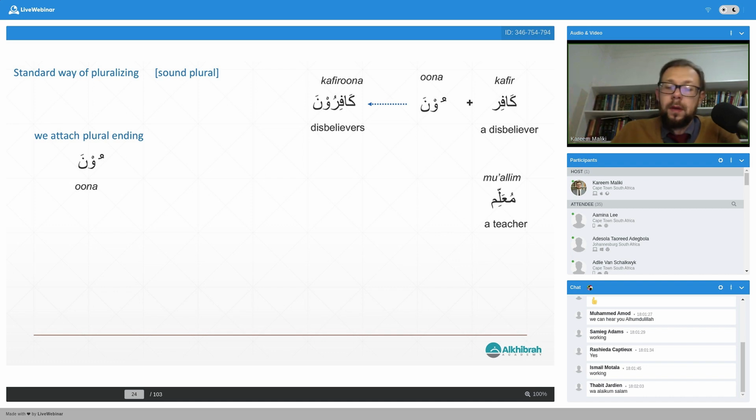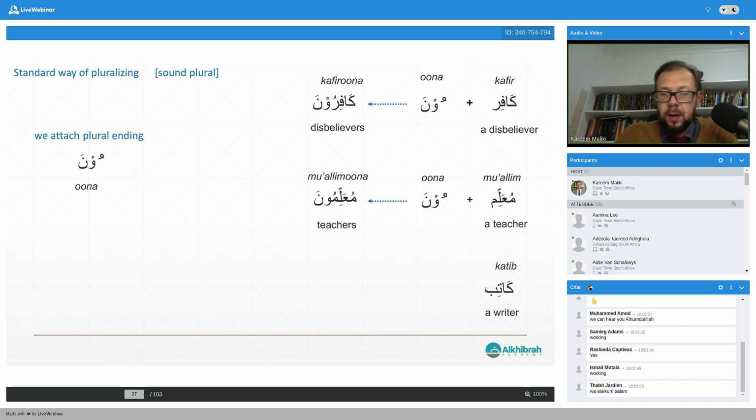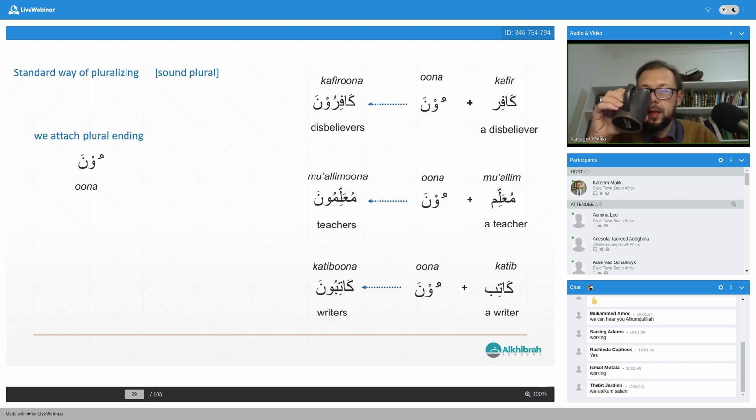Mu'allim, a teacher, one. You add una, you get mu'allimuna, the same as teacher plus S, you get teachers. And for example, you have katib, that means a writer, someone who writes. One, you add una, you get katibuna. So same idea, just that instead of adding S, we add una. Clear on that? What is the standard way of pluralizing in Arabic? Clear, not clear, somewhat clear. Clear. Right.